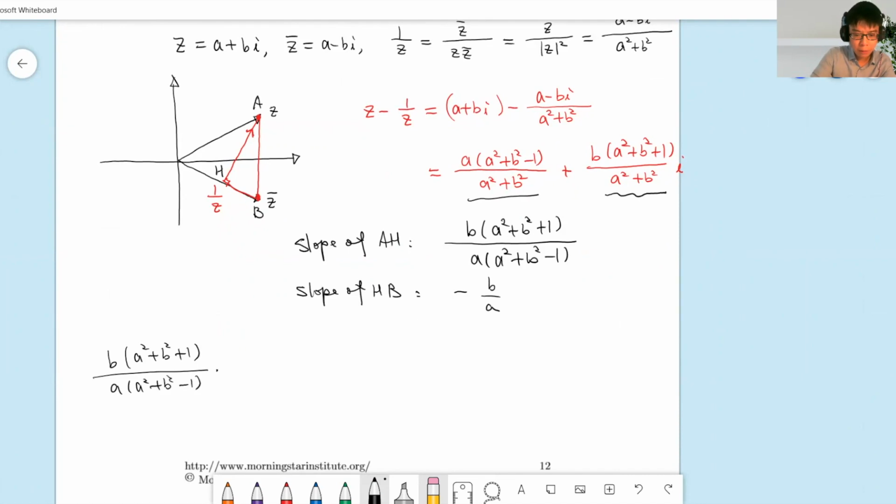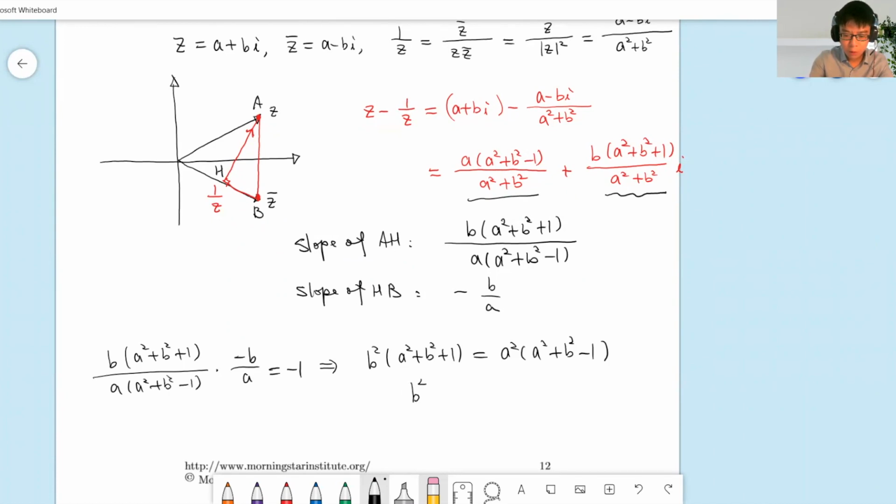Minus 1 times minus b over a. This equals minus 1. Now we can simplify. That is b squared times (a squared plus b squared plus 1) equals a squared times (a squared plus b squared minus 1). Right, so we can cancel this a squared times b squared, and finally we have a fourth.